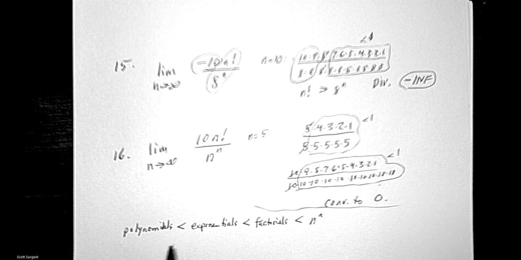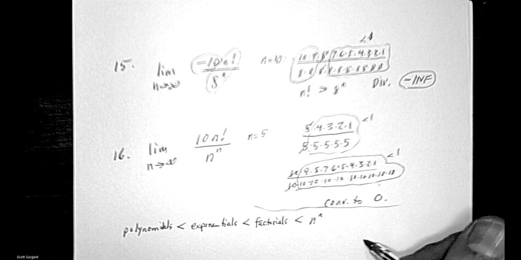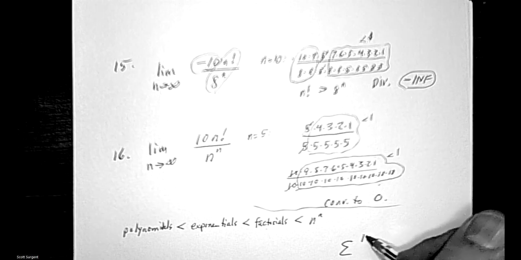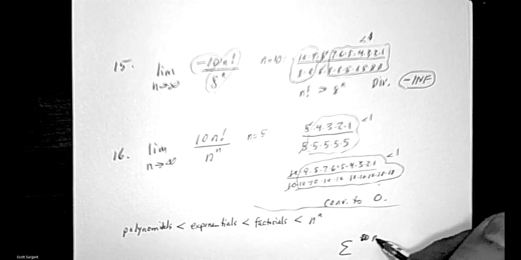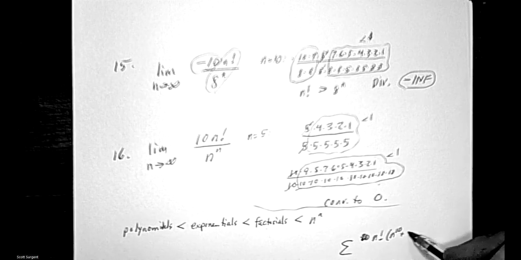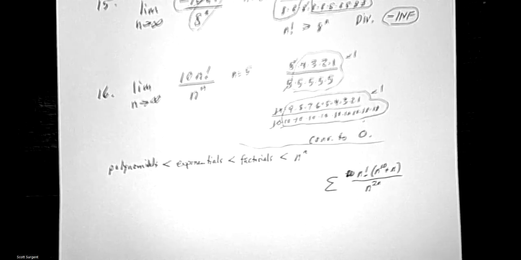You can use this fact to help you with the sequences and series that you're going to be seeing in Module 8. You're going to get some really ugly question. It'll be like 10, I don't know, n factorial times n to the 10th power plus n all over, make up something, how about n to the 2n? Something just horrible like that.